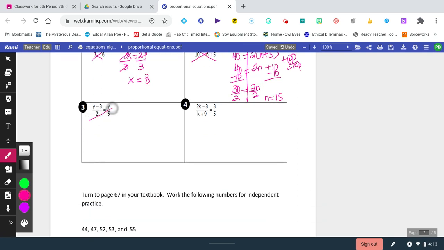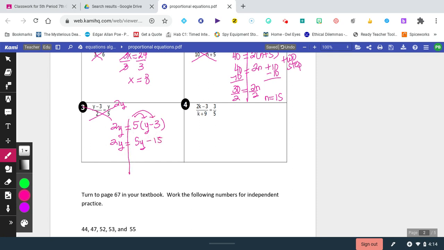Okay, so this cross product is 2y. This cross product is 5 groups of what? It's 5 groups of y minus 3. So y minus 3 must go inside of parentheses. 5 times y is 5y. 5 times negative 3 or minus 3 is minus 15 or negative 15.